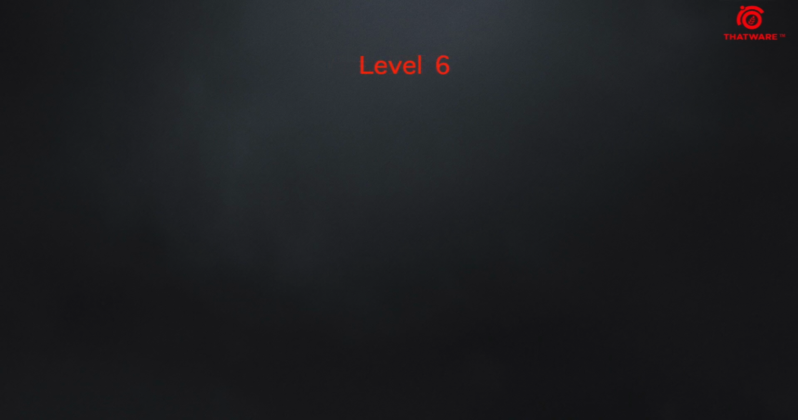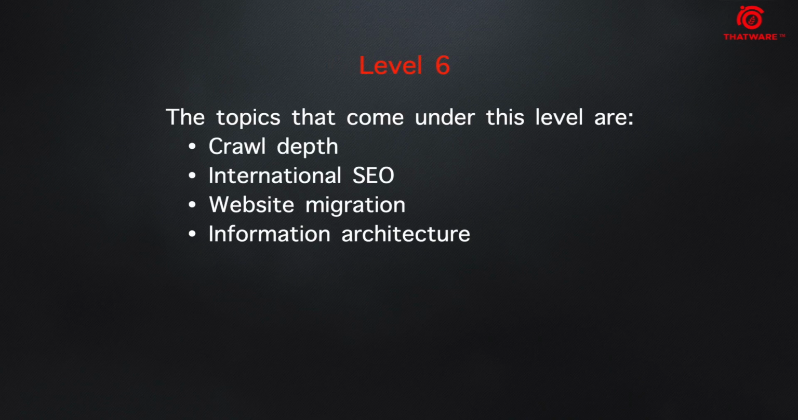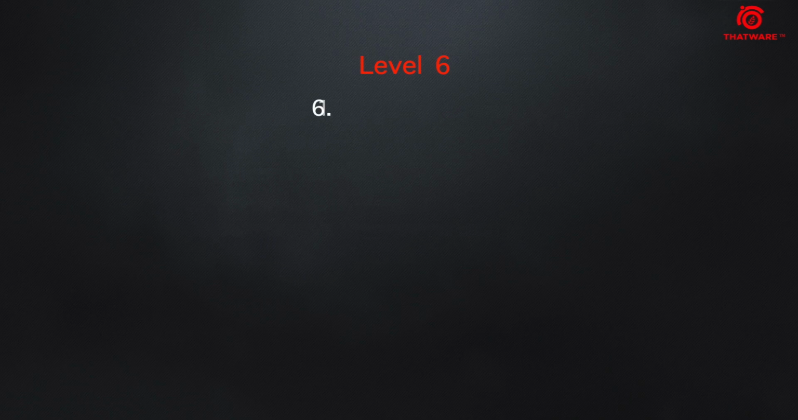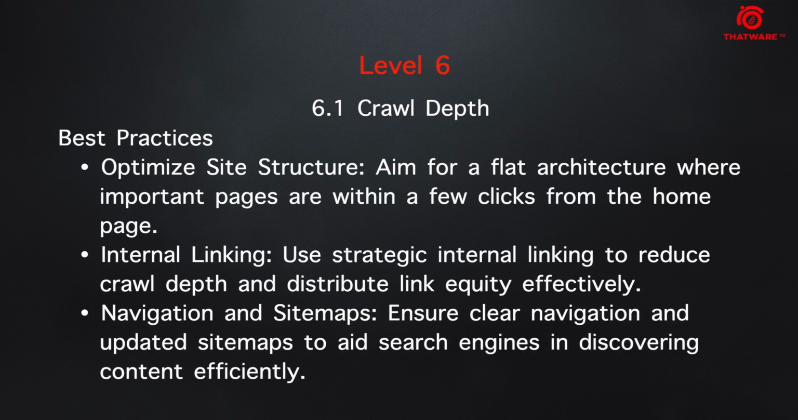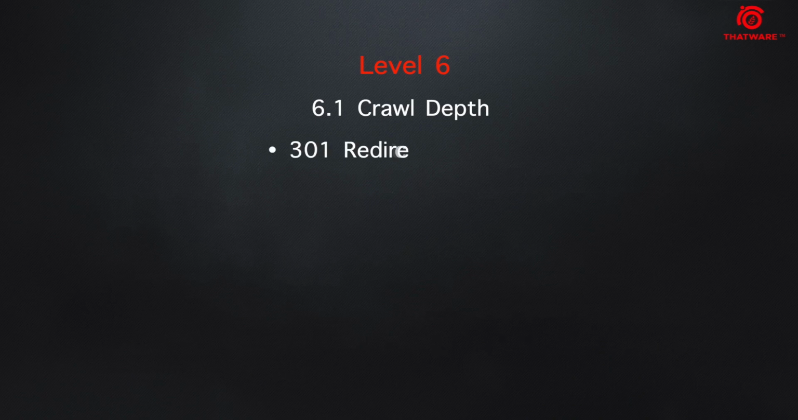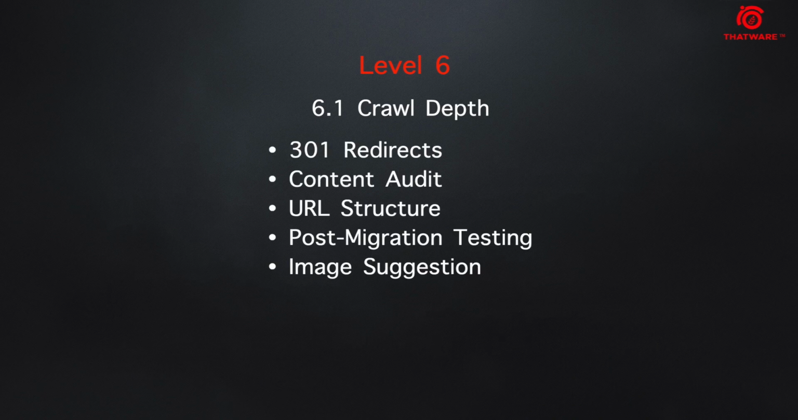Level 6 should be about the advanced SEO, the tech advanced SEO, I would say. So crawl depth, international, website migration, and information architecture. Crawl depth, make sure none of the URLs are buried deep down. Always make sure that it does not take more than 3 clicks to go from the home page to any of the other internal pages. You can use sitemap, HTML sitemap. Apart from that, you can make the best utilization of hreflang tag or geo meta tags for international SEO best practices.